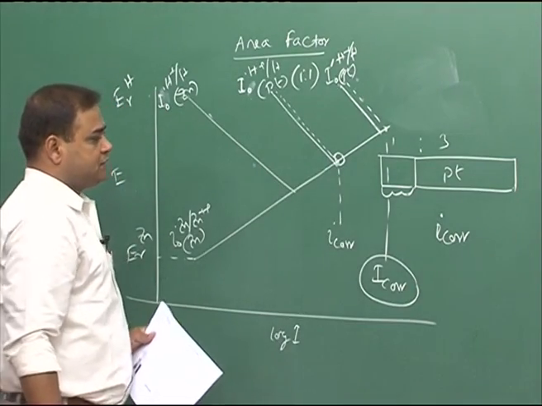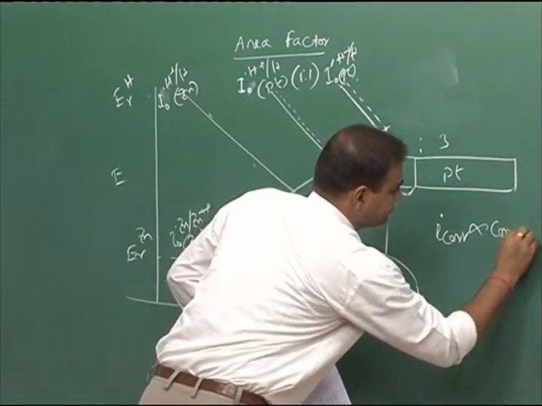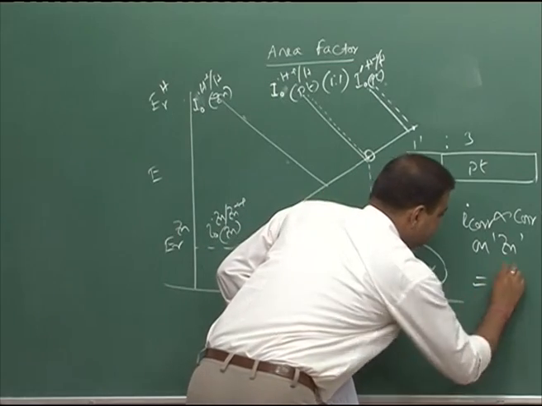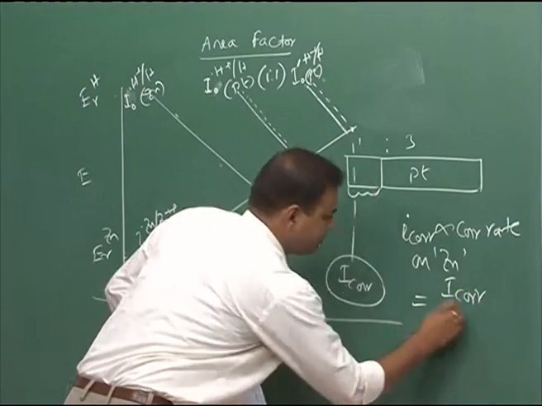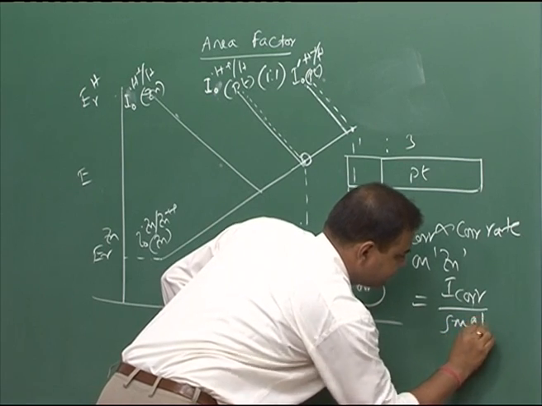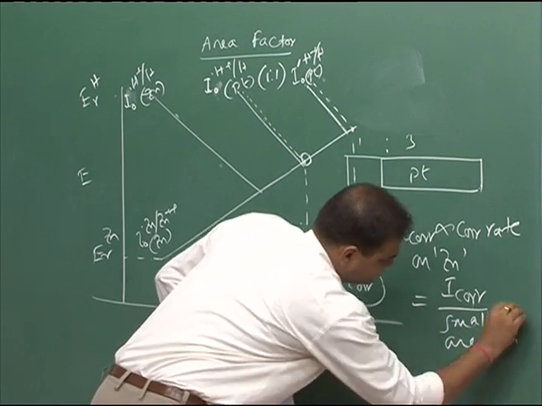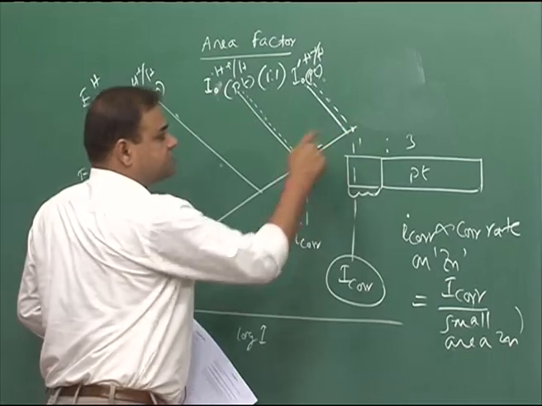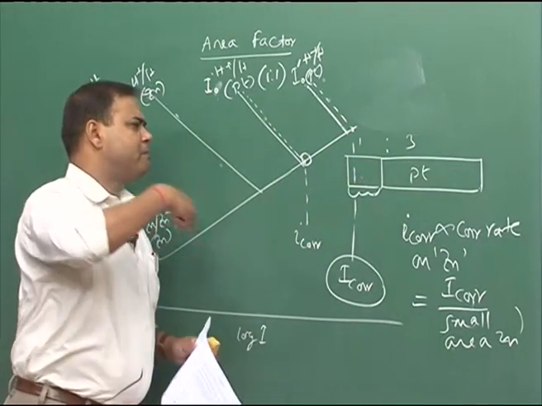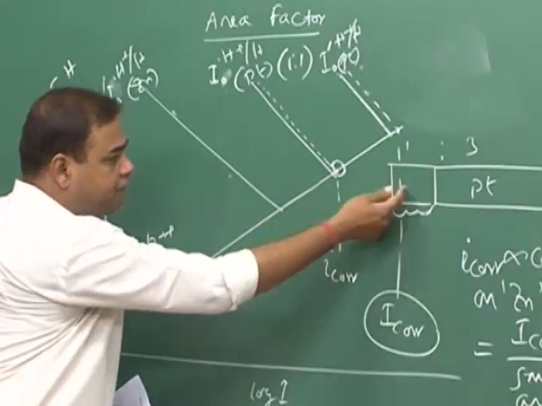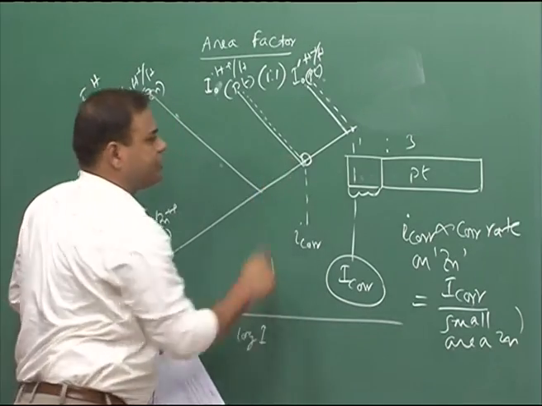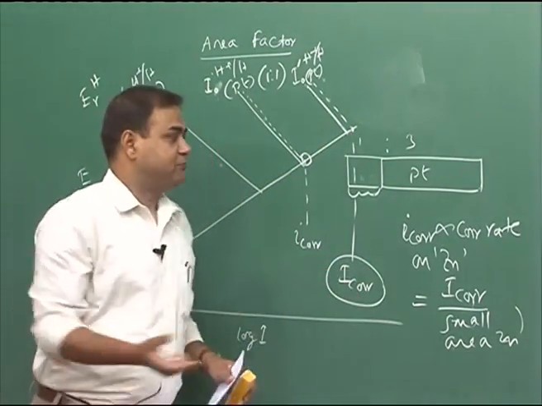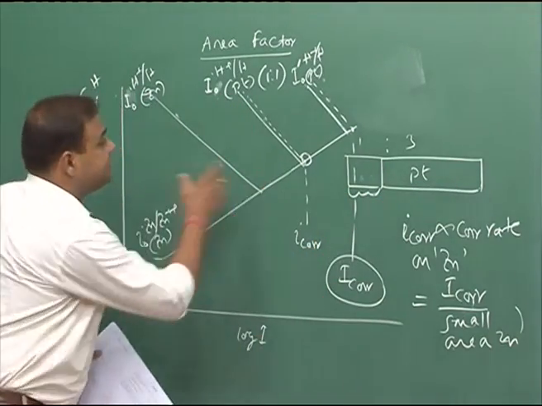corresponding to the corrosion rate, which is proportional to the corrosion rate on zinc surface, would be then this I core divided by small area zinc. Now, if it is small area zinc, then the current density at this point for zinc would be much higher compared to the current density of zinc dissolution at this point. This is much higher than this. So, the corrosion rate of zinc would increase if we increase the cathodic area. So, this is the area effect.